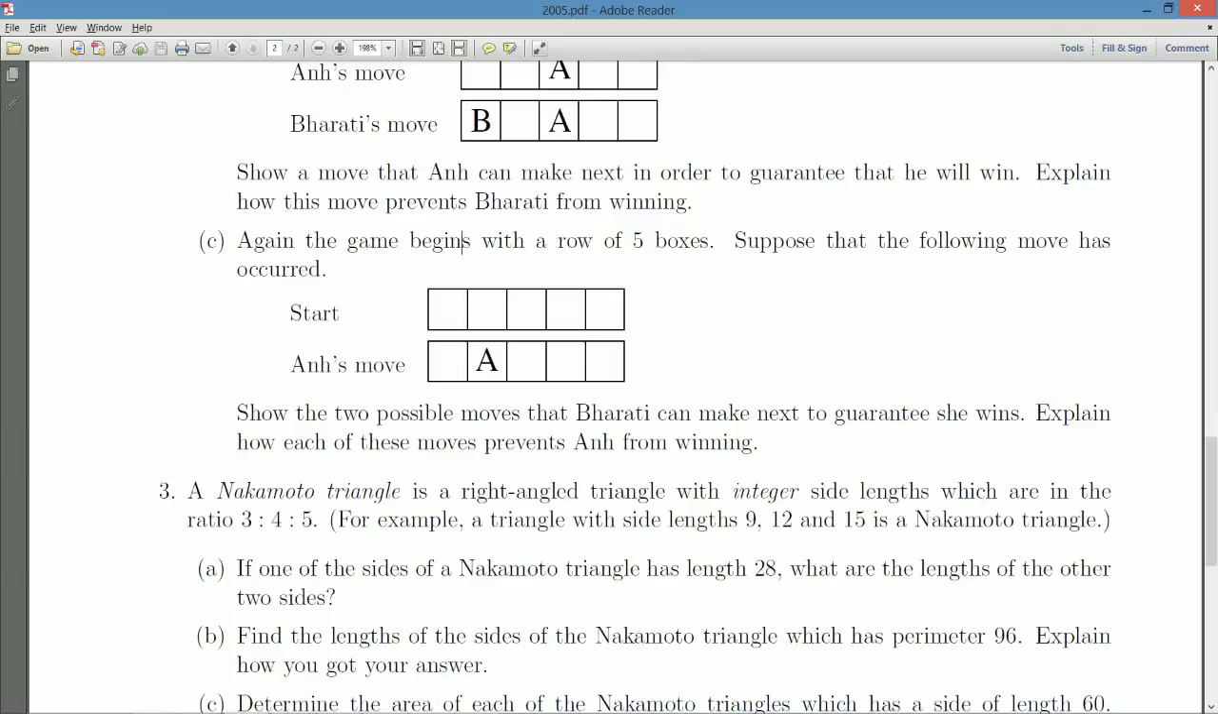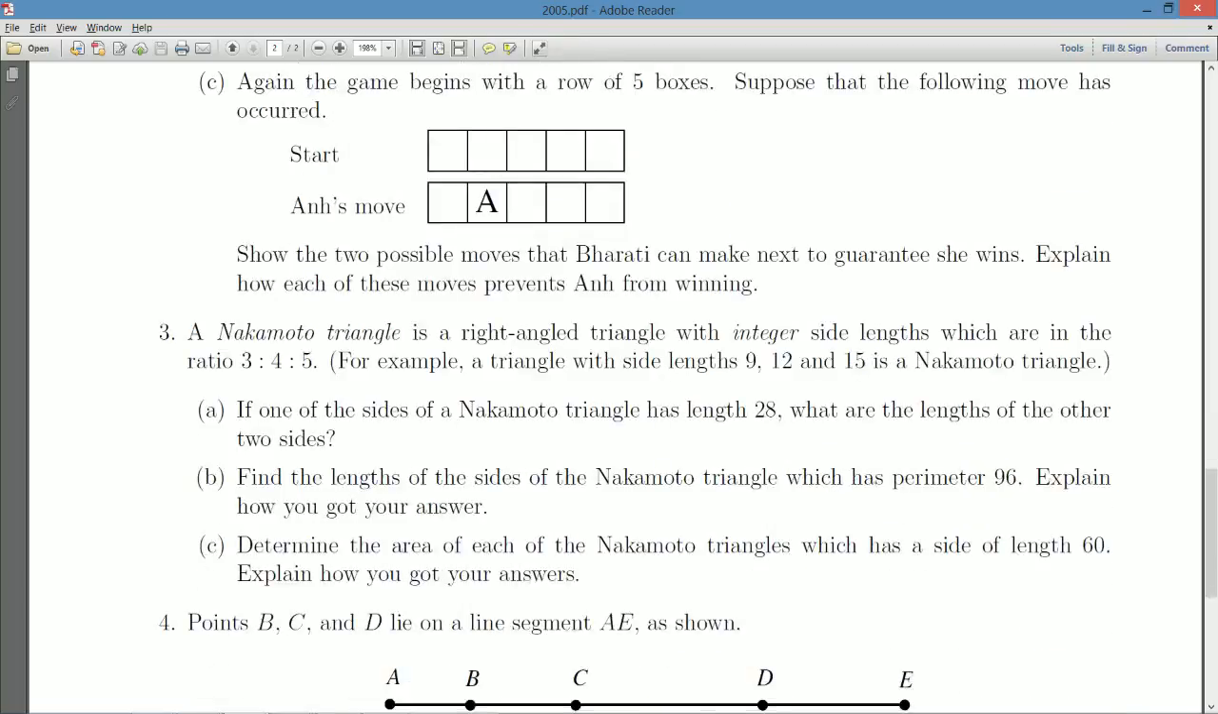Alright, so again, the game begins with a row of 5 boxes. Suppose that the following move has occurred. Okay, so we start, and then On places in the second from the left. Okay, the second leftmost spot. Show the 2 possible moves.